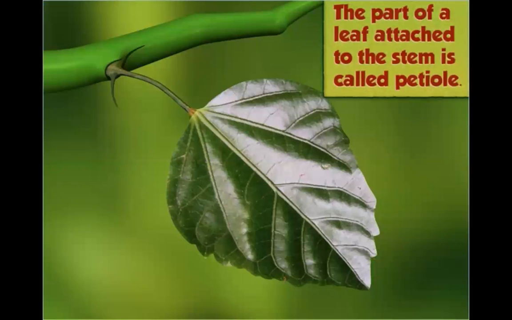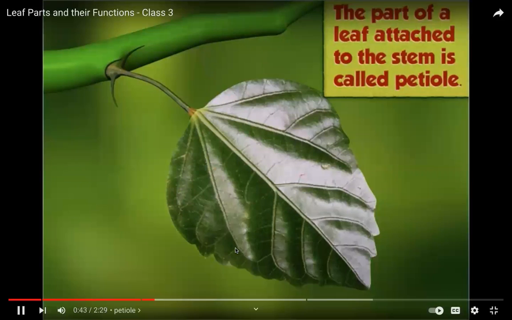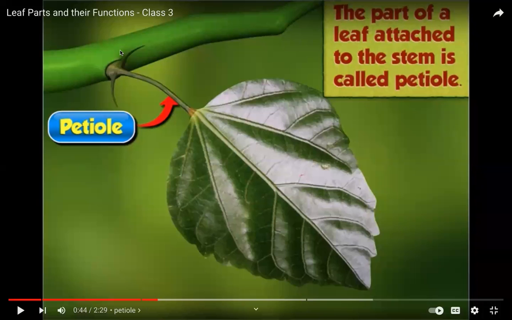The part of a leaf attached to the stem is called petiole. Okay. So this part is called petiole. The part of the leaf that is attached to the stem is called petiole. And what does petiole help a leaf to do? A petiole actually attaches the leaf to the stem. It holds the leaf to the stem. Clear to you, Tuhin and Devanshu? Yes, ma'am.